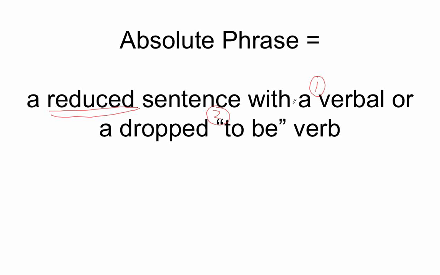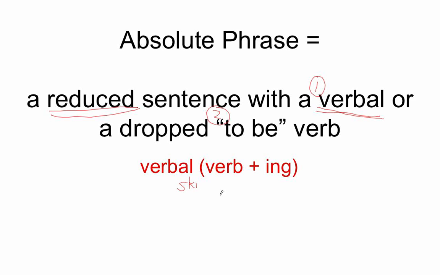Now, a reduced sentence that has a verbal. You may be asking what a verbal is, and this is a basic definition of a verbal. A verbal is a verb, an action word, plus ing. So in its simplest form, let's say your verb is ski. Your verbal here would be skiing. Okay, so that's how to form a verbal. I will discuss verbals more in depth in my video about verbals.